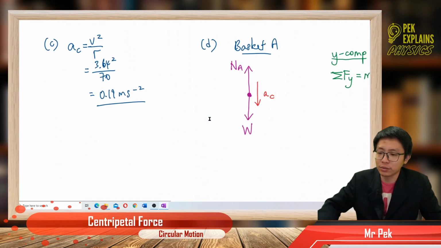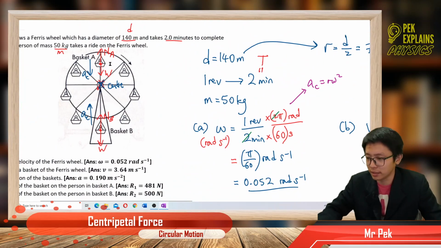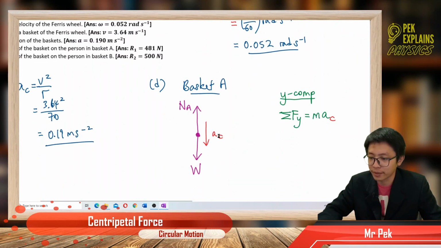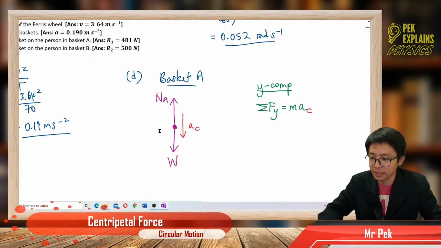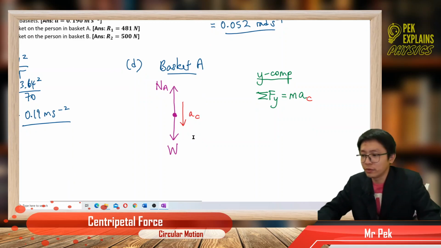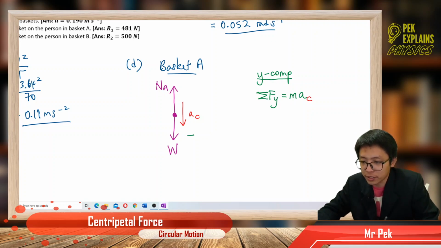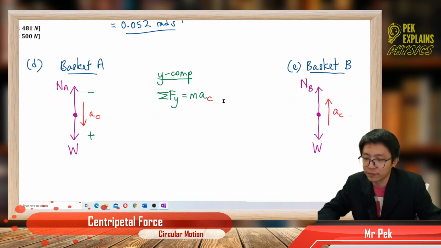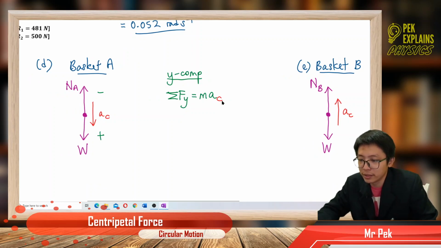Okay, so now let's do the question. Let's do basket A first. Basket A has AC downward, and this is our free body diagram: normal force upward, weight downward. Remember to write the positive and negative sign. Follow acceleration positive, opposite negative. So the weight is positive, and the normal force is negative.